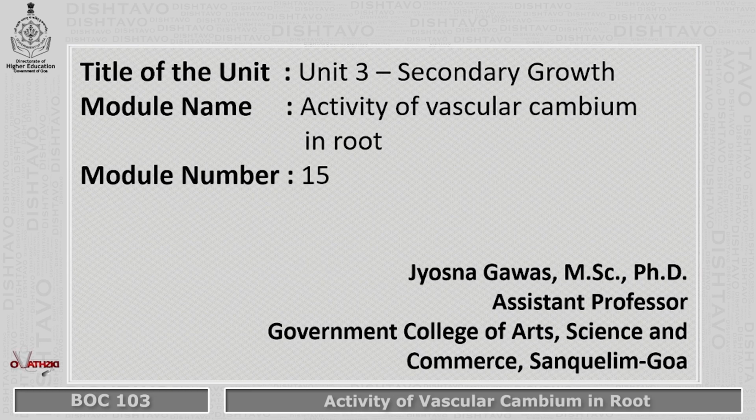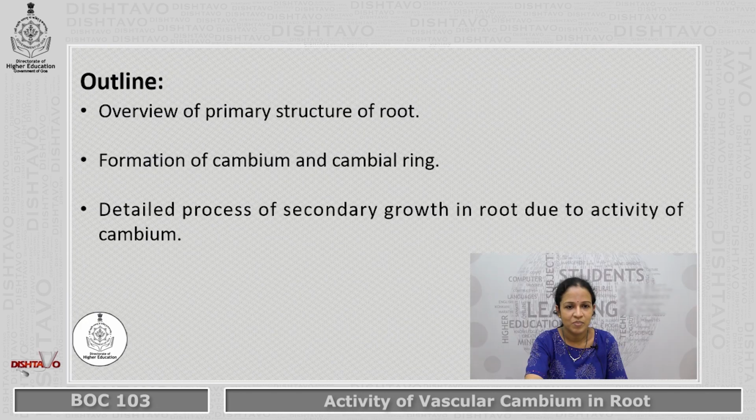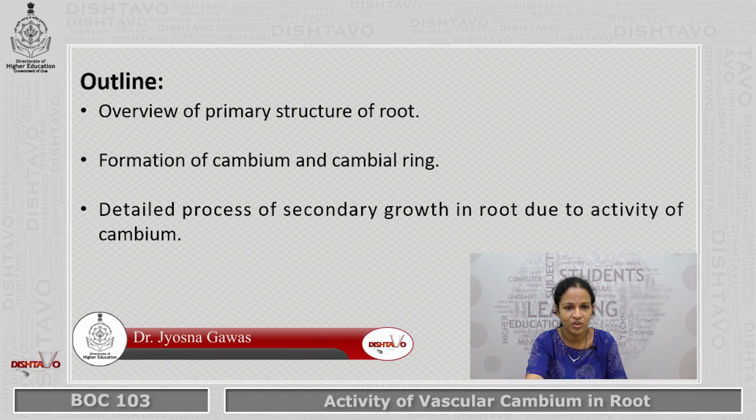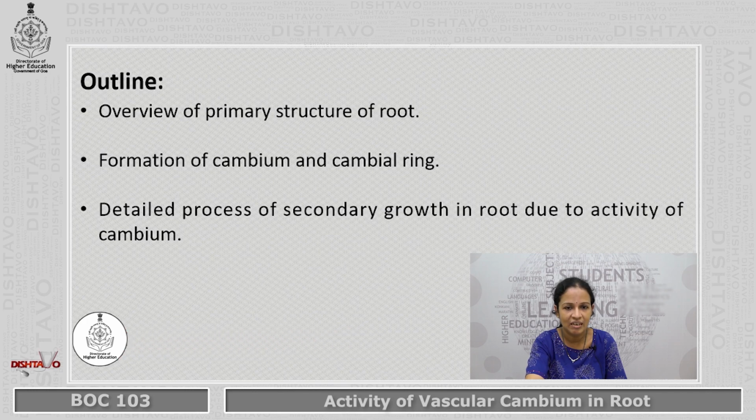I am Josna Gawas and I will be presenting in front of you a module that is activity of vascular cambium in root, which is included under unit 3 secondary growth. In this session I am going to talk about overview of primary structure of root, formation of cambium and cambial ring, and detailed process of secondary growth in root due to activity of cambium.